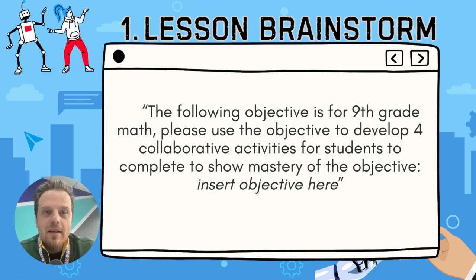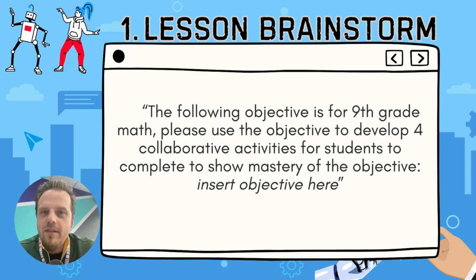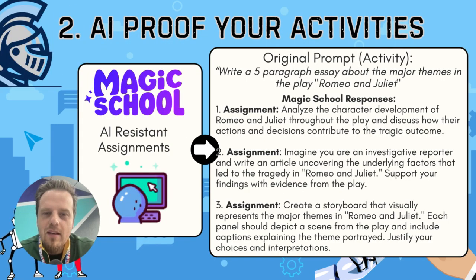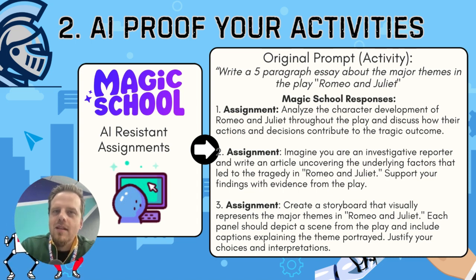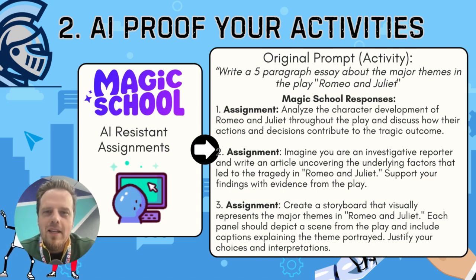Okay, so number 2, AI proof your activities. Now you can have this ability just using Poe or ChatGPT, but using Magic School, they actually have the AI resistant assignments little bot built in. And so the original prompt is, you put in your actual activity of what the students are doing. So write a 5-paragraph essay about the major themes in the play Romeo and Juliet. That's the activity that the students are going to do.